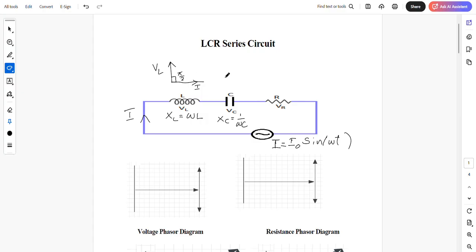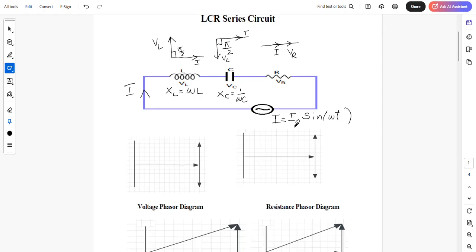In case of capacitor, voltage will be lagging by an angle how much? Pi by 2. In case of resistor, if this is the current, voltage will be in phase. Both voltage and current are in phase. Here current is leading in case of capacitor and voltage is leading in case of inductor.